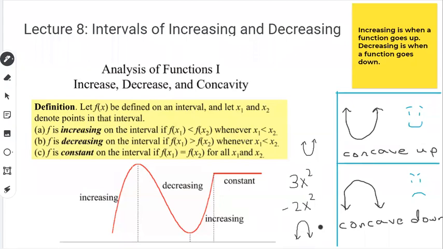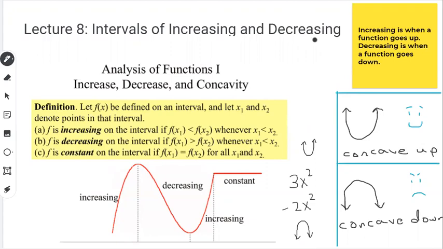So if you have a happy face, that's concave up. And when you have a frowny face, that's concave down. Okay? And that only applies to polynomial functions like x squared and x to the fourth and x to the sixth. So that is concavity.